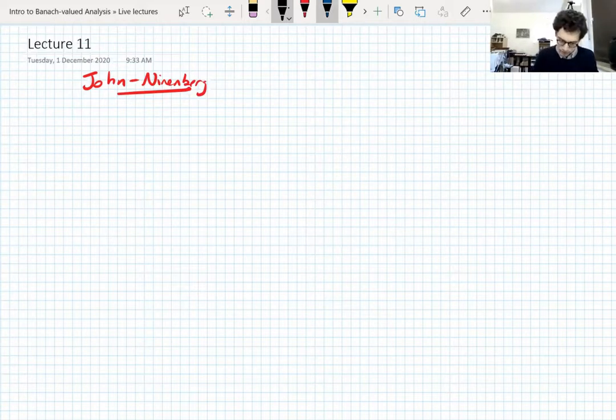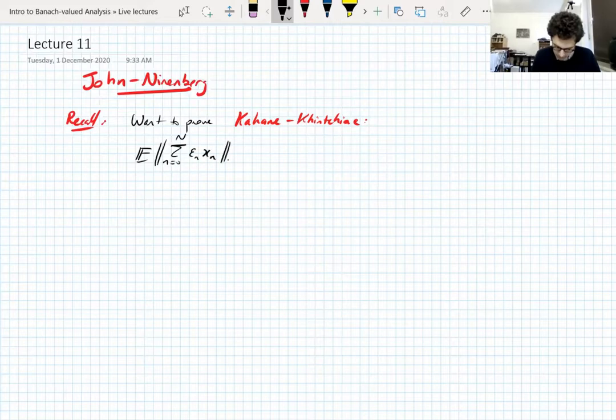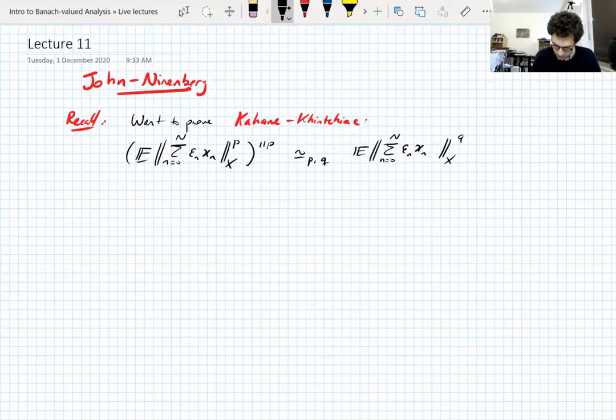So just to recall, the reason we're proving John-Nirenberg, before I say what John-Nirenberg is, because you've forgotten, we want to prove the Kahane-Khintchine inequality. And what the Kahane-Khintchine inequality says is that when you take a Rademacher average and you take this average in LP, then it's equivalent to taking the average in LQ. And this is for all P and Q.